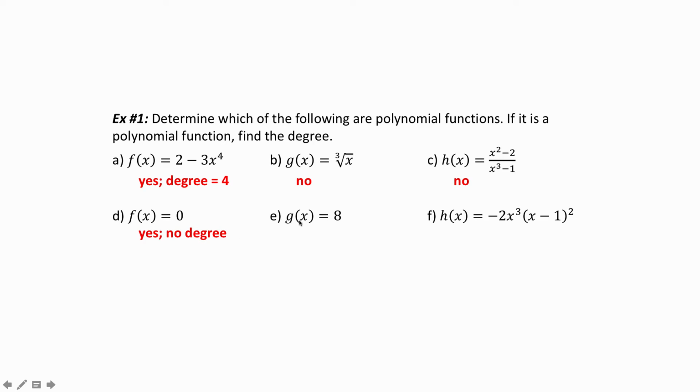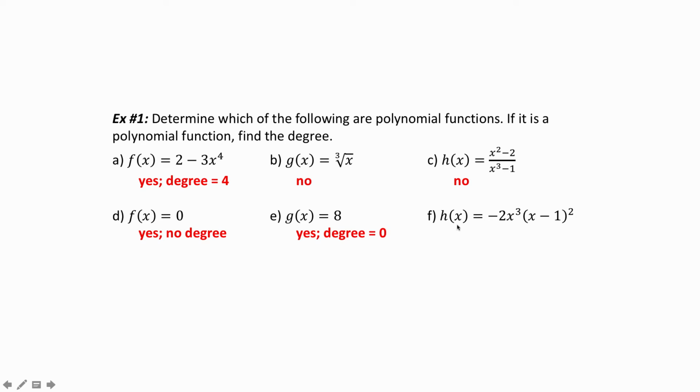E, g of x equals 8. 8 is just a constant. This is a constant function. But remember, like we said in here, 2 is really 2 times x to the 0 power. So this is 8 times x to the 0. So this is a polynomial function. And the highest power of x is 0 because it's x to the 0. So this is a polynomial with a degree of 0.